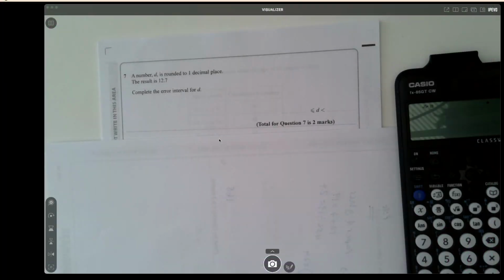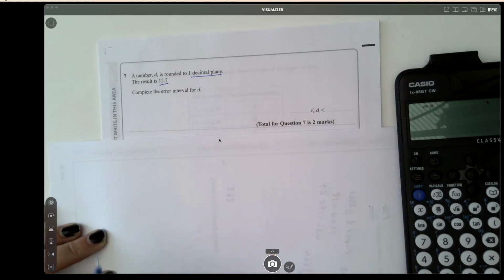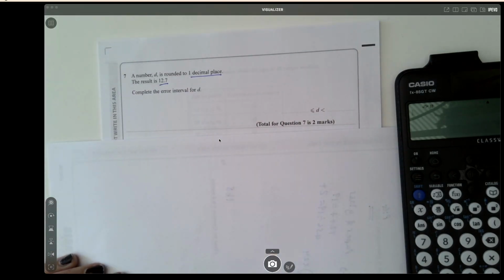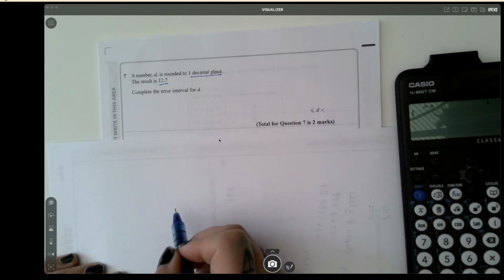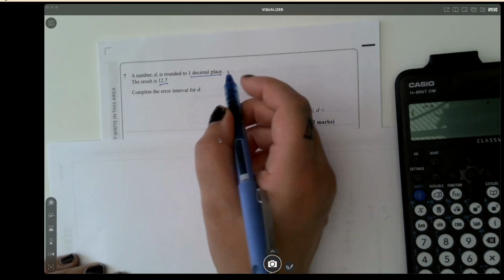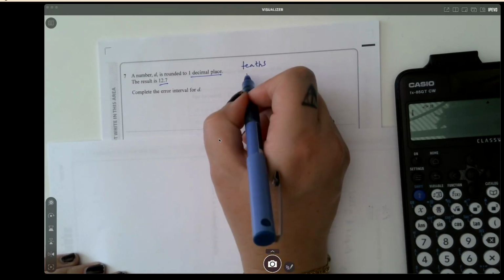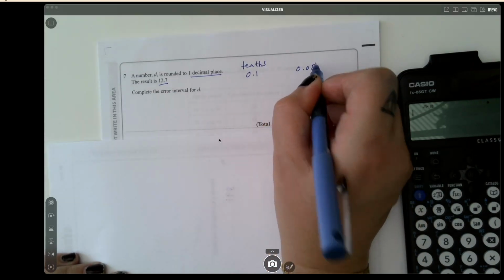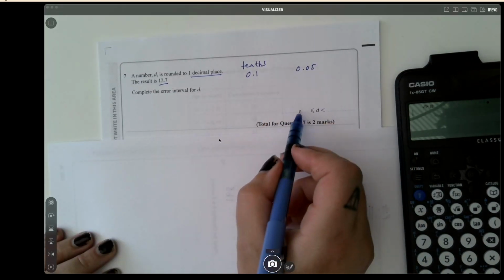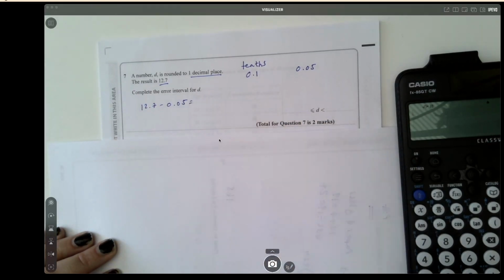Question 7. A number D is rounded to one decimal place. The result is 12.7. Complete the error interval for D. So this is the error interval, so we're looking for a lower bound and an upper bound. If we've rounded to one decimal place, it is in the tenths column. So one decimal place is to the nearest 0.1. Half of 0.1 is 0.05. So for the lower bound, we do 12.7 subtract 0.05.